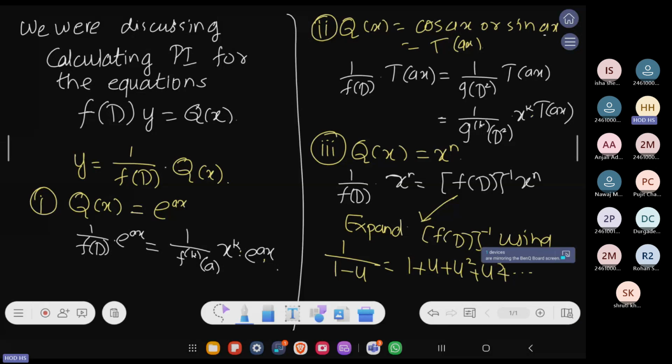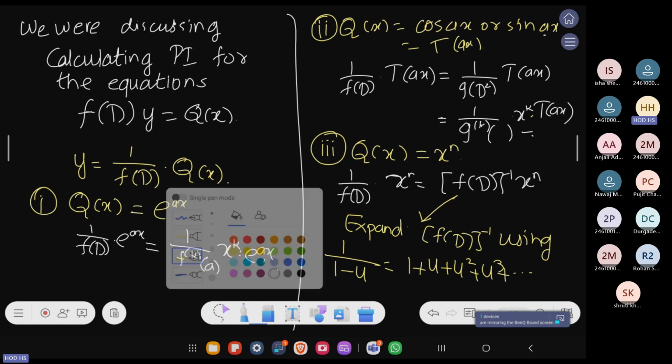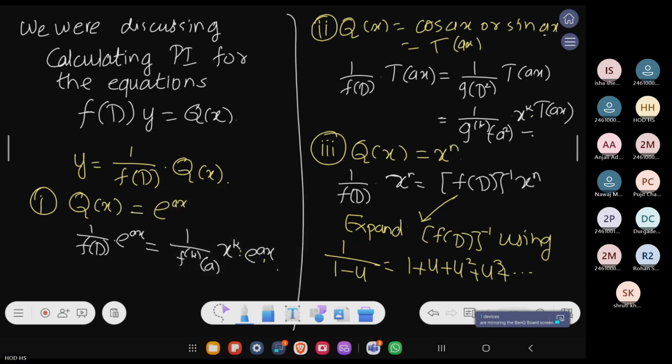This D square. Yeah, there's the D square. I forgot to write down the replacement. The replacement was minus a square. Right. Thank you. So the D square was replaced by minus a square. Okay.